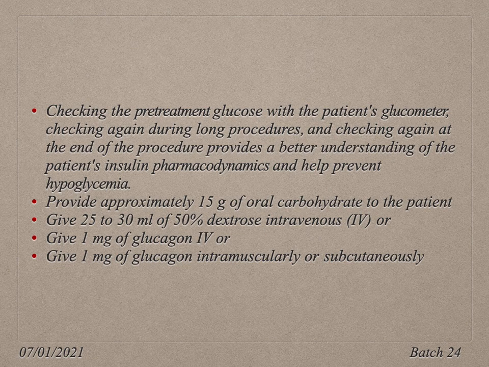You can give 15 grams of oral glucose carbohydrates to the patient. If the patient is unconscious or unable to take oral drugs, then you have to give 25 to 30 ml of 50% dextrose intravenously, or give 1 milligram of glucagon intravenously, or 1 milligram of glucagon intramuscularly or subcutaneously. This is to bring back their sugar levels so that the patient will come back from the hypoglycemic shock.